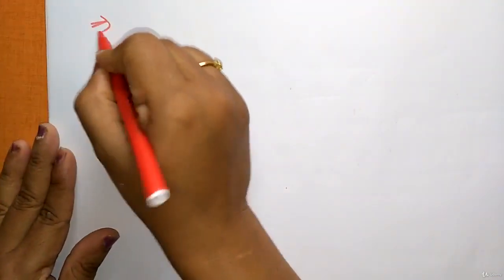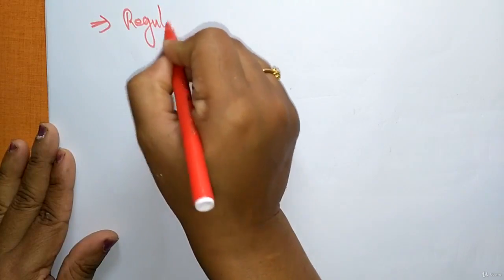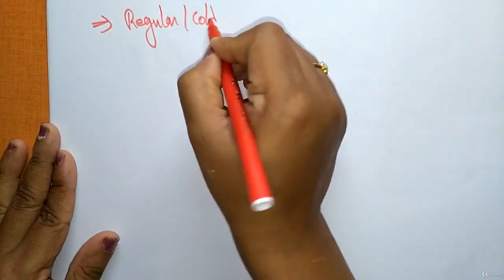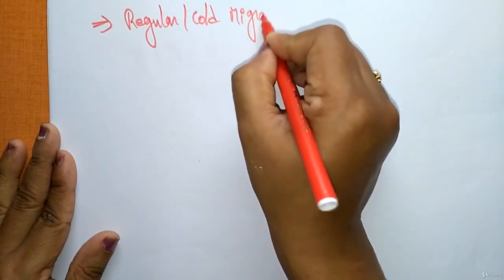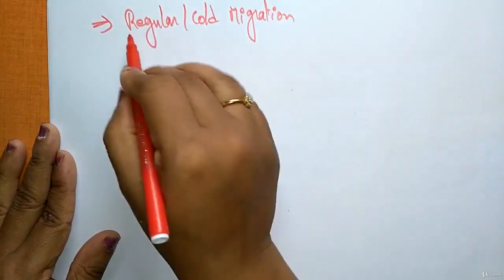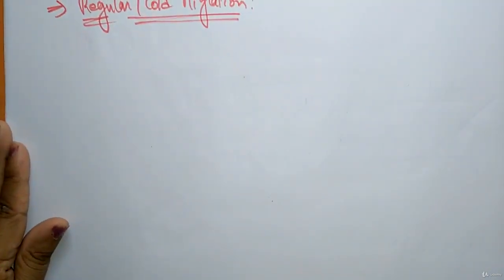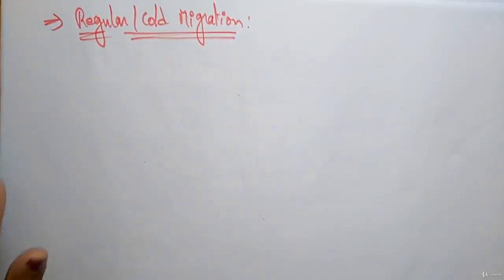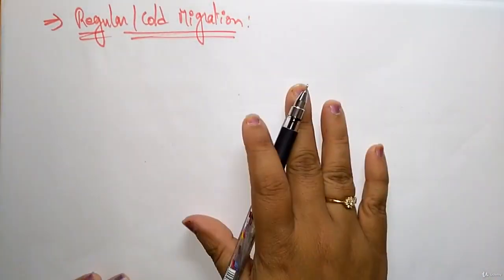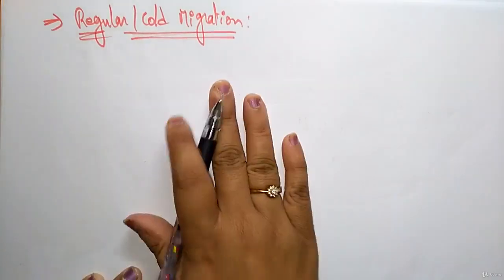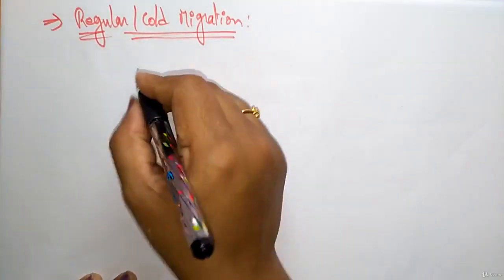The next technique is regular or cold migration. What do you mean by regular or cold migration? Hot or live migration means the movement of data from one host to another host while the power is on. Now let's see regular or cold migration. It will be done at power off.